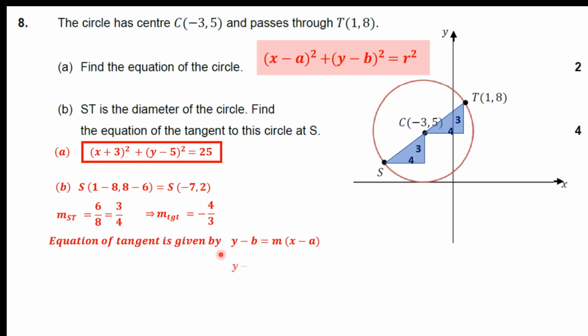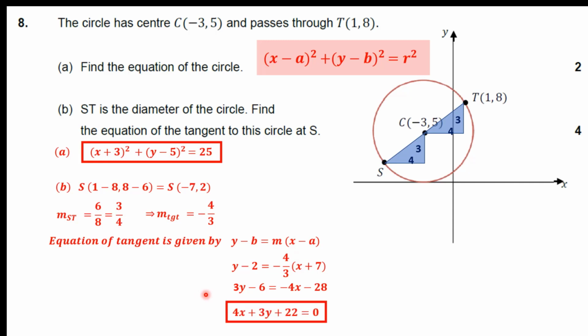So we do that. Let's multiply everything by 3, and then that will give me -4 times this right-hand bracket. So we're going to do that all at once. 3y take away 6 equals -4x take away 28. And then I'm going to bring everything to the left, so I get 4x plus 3y plus 22, because minus 28 will become plus 28, take away 6. And there's the answer for 4 marks. In total, 6 marks. Okay, move on to question 9.